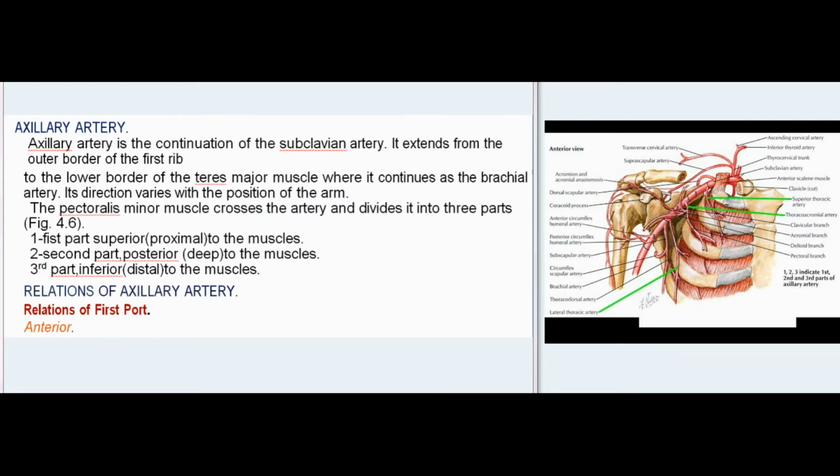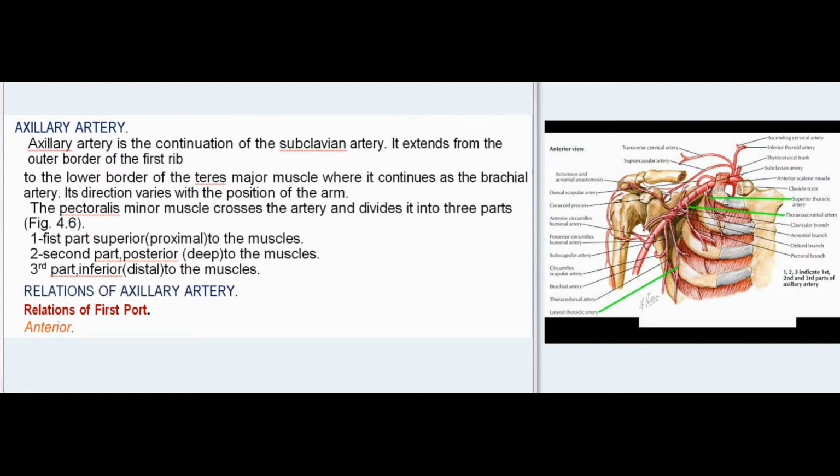Axillary artery. The axillary artery is the continuation of the subclavian artery. It extends from the outer border of the first rib to the lower border of the teres major muscle, where it continues as the brachial artery. Its direction varies with the position of the arm.